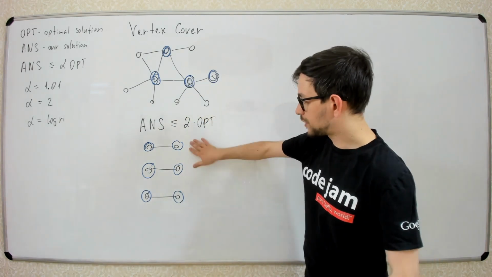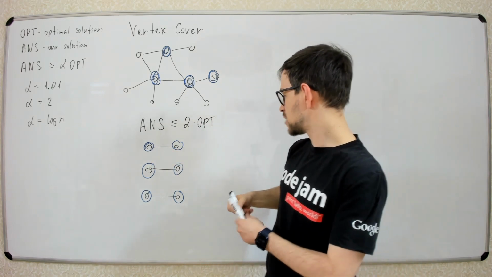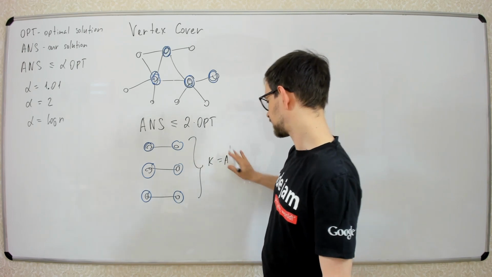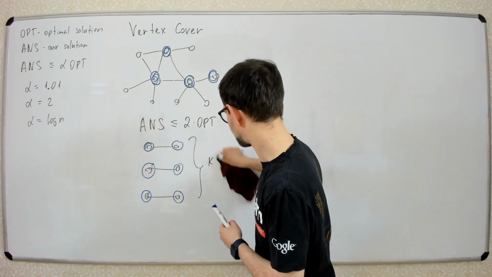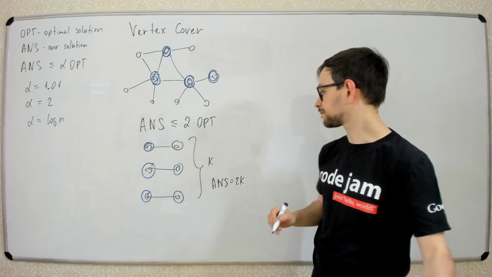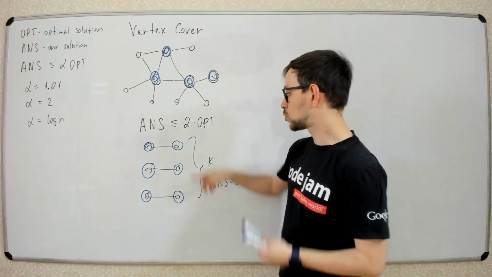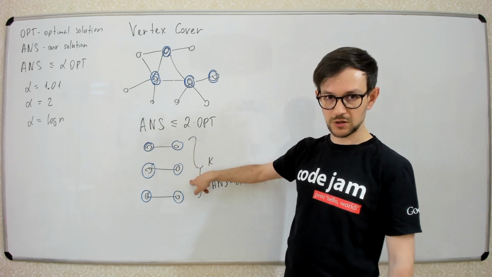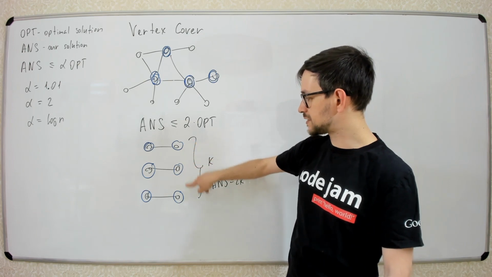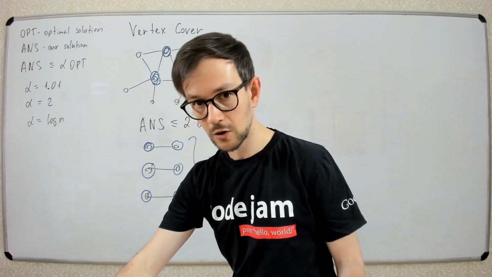Now let's see. If we take k edges here, then our answer is 2k, right? What about the optimal answer? In the optimal answer, we need to cover all these edges, but these edges do not share any ends. So to cover these k edges, we need at least k vertices in our vertex cover.